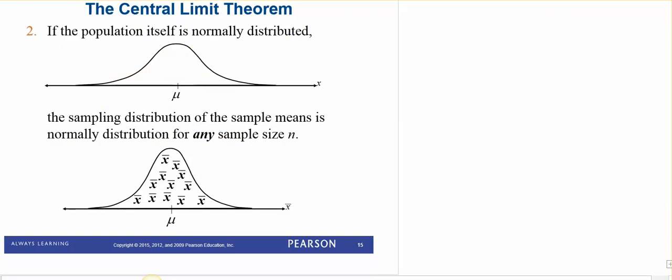So if the population itself is normally distributed, then I think it makes sense that the sampling distribution would be normally distributed also, and it wouldn't matter what size n you have.